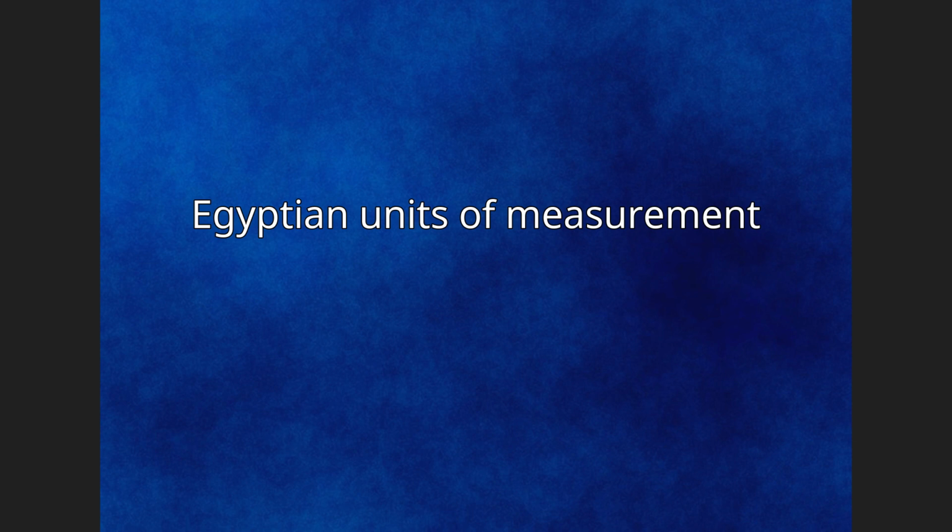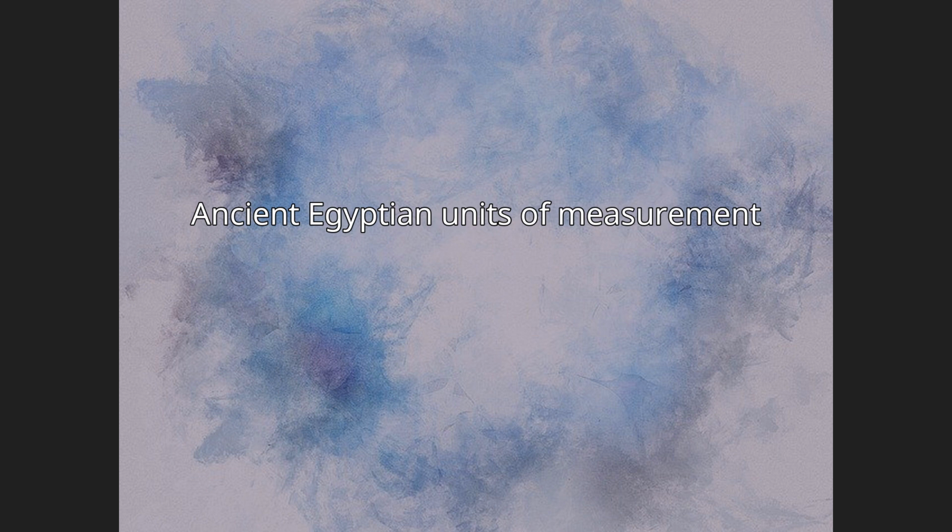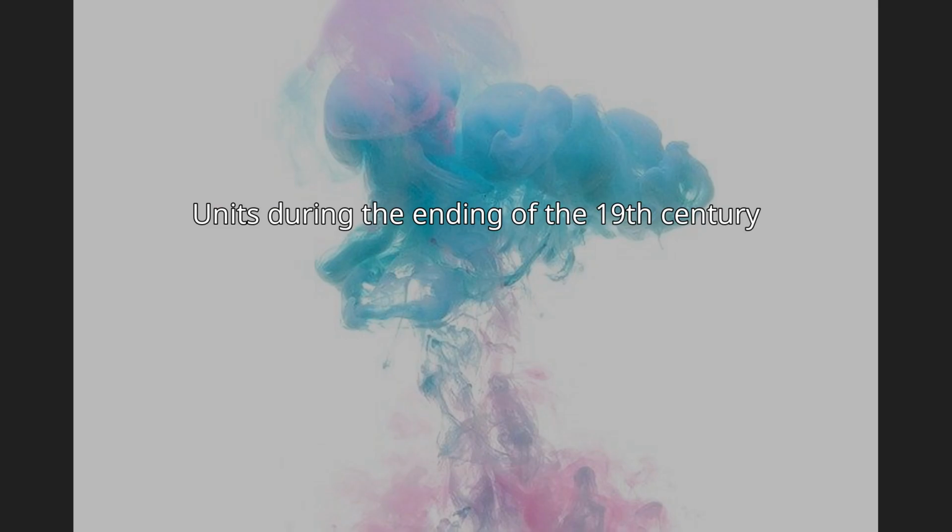Egyptian units of measurement. A number of units of measurement were used in Egypt to measure length, mass, area, capacity, etc. In Egypt, the metric system was made optional in 1873 and has been compulsory in government use since 1891. Ancient Egyptian units of measurement. Units during the ending of the 19th century. A number of units were used in Egypt. Units and their interrelations were very variable in the national system. Since 1891, their metric equivalences have been defined.